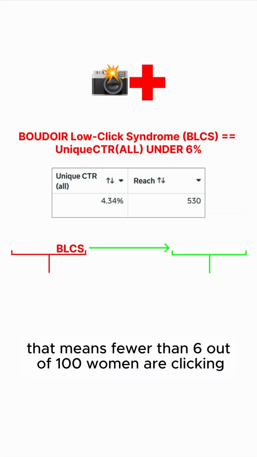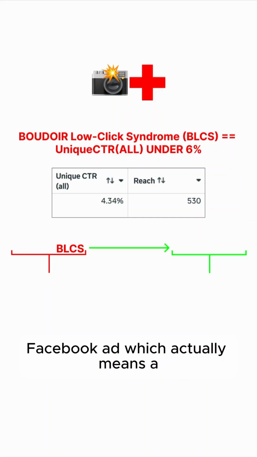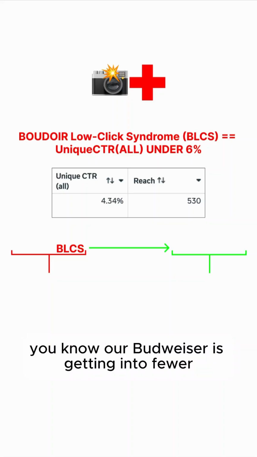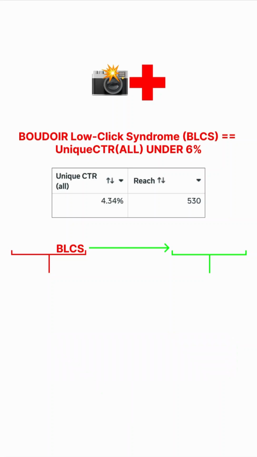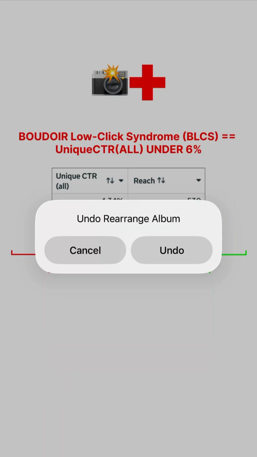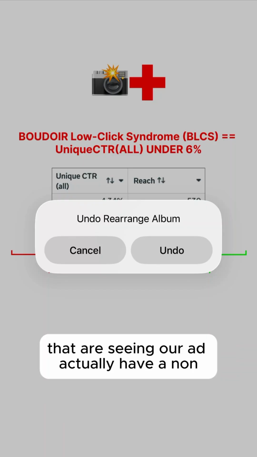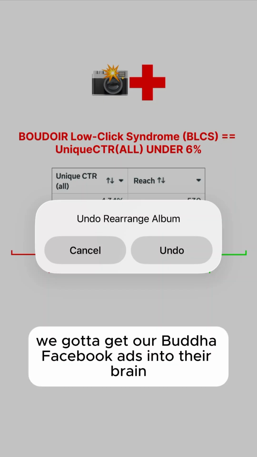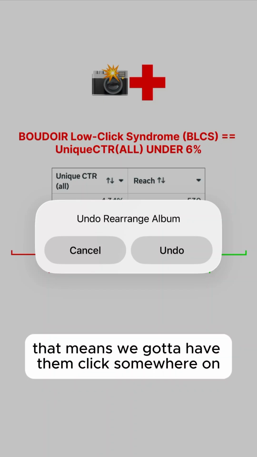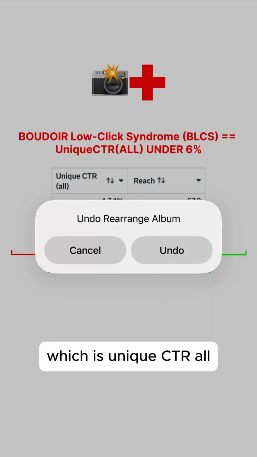That means fewer than 6 out of 100 women are clicking somewhere on our Boudoir Facebook ad, which actually means our Boudoir Facebook ad is getting into fewer than 6 out of 100 women's brains. And that means fewer than 6 out of 100 women that are seeing our ad actually have a non-zero chance of buying from us. So we gotta get our Boudoir Facebook ads into their brain because that's the only chance they'll buy from us. That means we gotta have them click somewhere on it instead of simply scrolling on by, which is unique CTR.